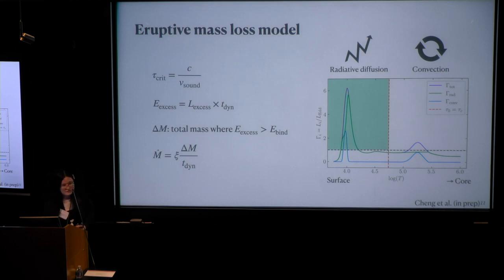So why do I have this efficiency factor? This is because this dynamical time is the shortest time scale for anything to really happen in a star, so this kind of overestimates the mass loss we will get. So this xi factor allows us to tune our model, and actually xi will be less than 1. Right? So this is the eruptive mass loss model. It's an energy argument in its very basic form.